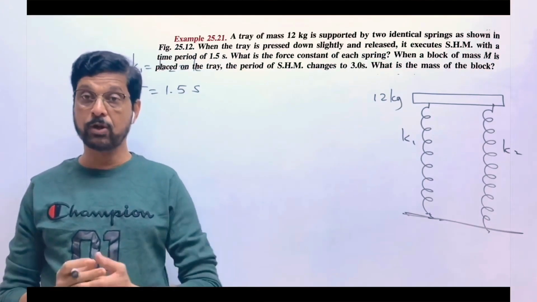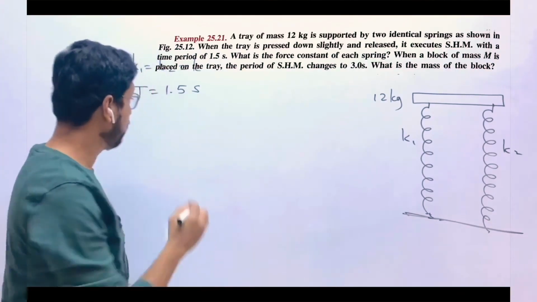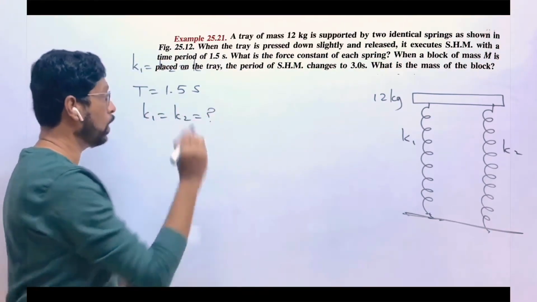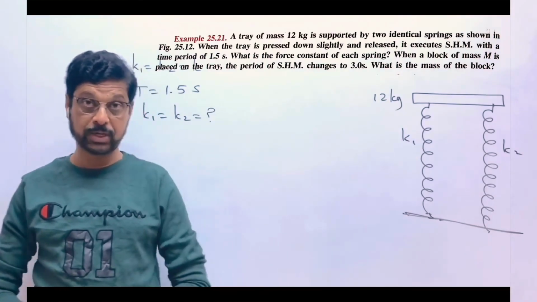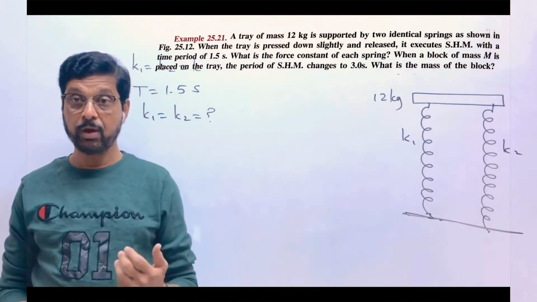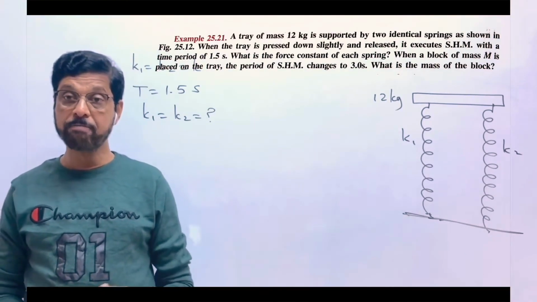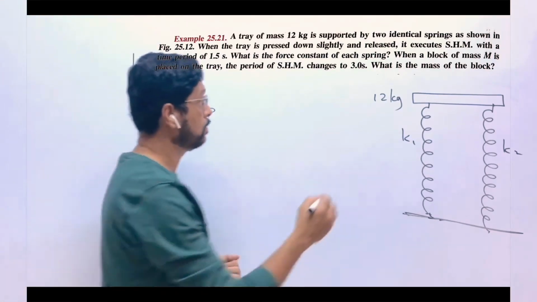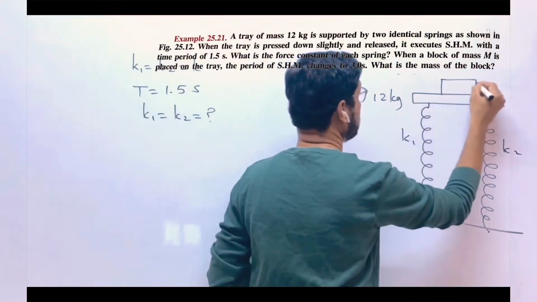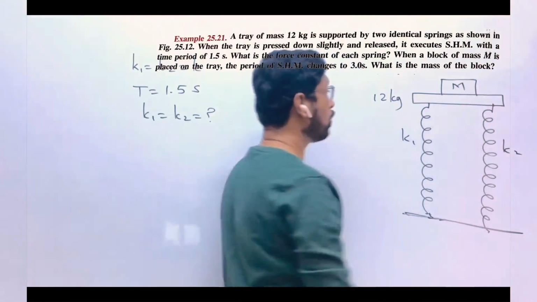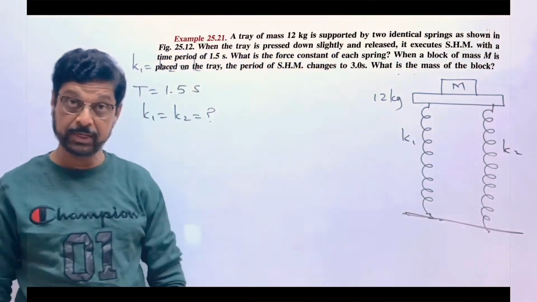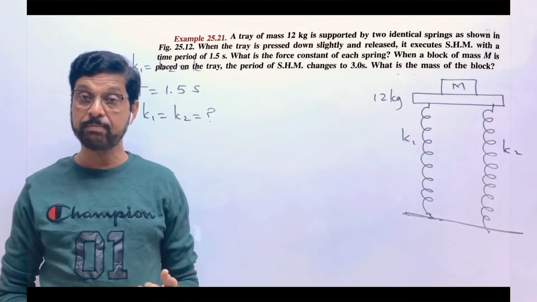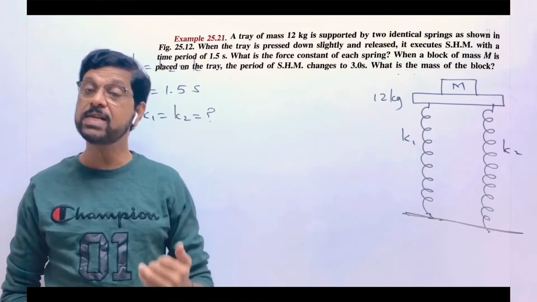What is the force constant of each spring? Means K1 is equal to K2 is equal to what? You have to find the force constant of each spring. When a block of mass capital M kg is placed on the tray, now the next condition: a block of mass capital M is placed on that tray, the period of SHM changes to 3 seconds.